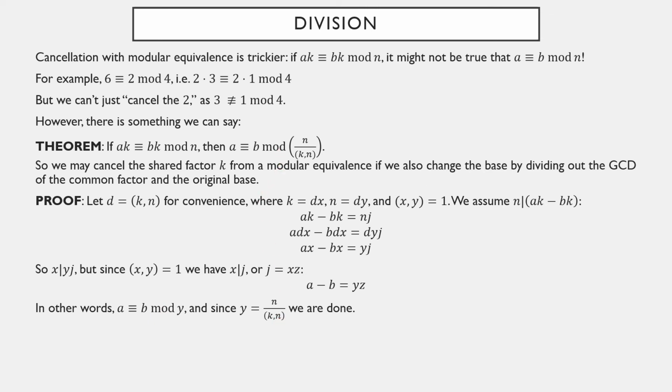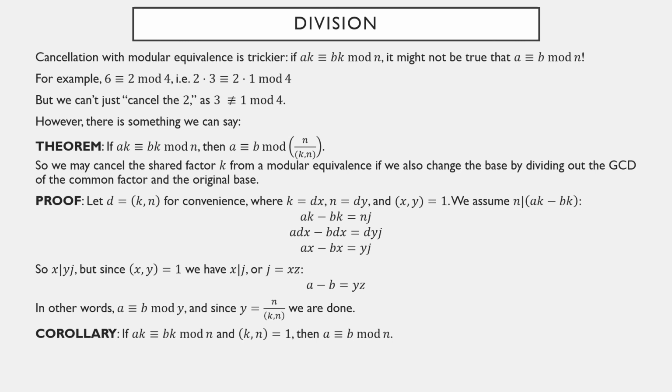So can you cancel something from a modular equivalence? Yes, but you also have to change the base of the modular equivalence by dividing out by the greatest common factor of your original base and the number you just canceled. However, if the base n and the number you wish to cancel k are relatively prime, then you're simply dividing out by a 1, which doesn't change anything.